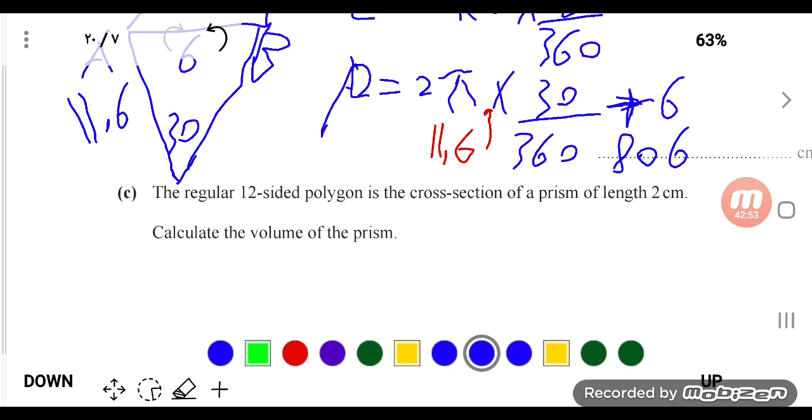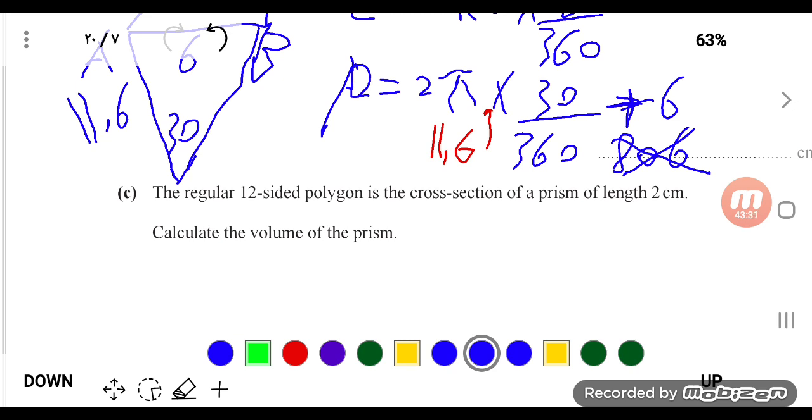Sorry, the answer here is different. It's not 806. The perimeter will be on the calculator. You calculate on the calculator, you get the answer. Let's leave it to you to calculate it.